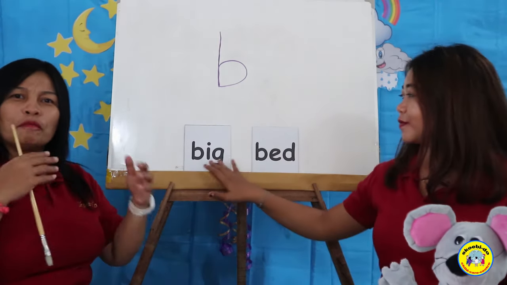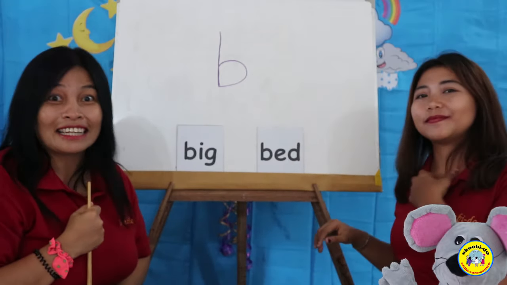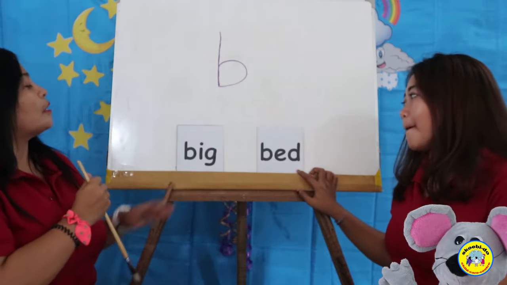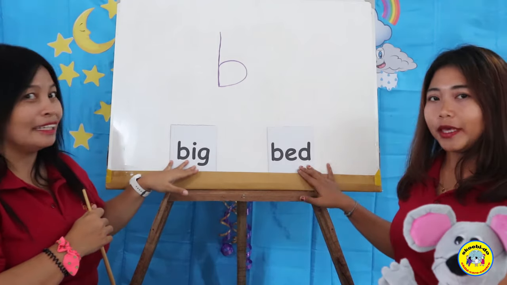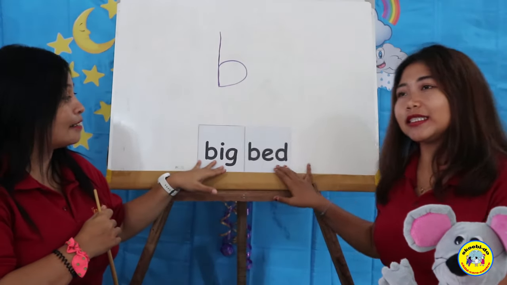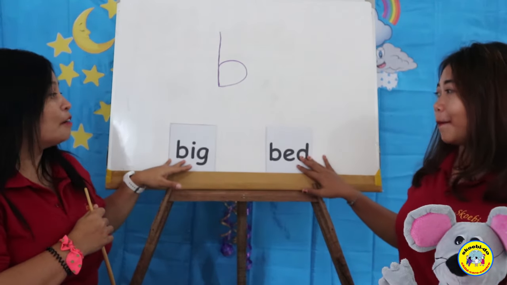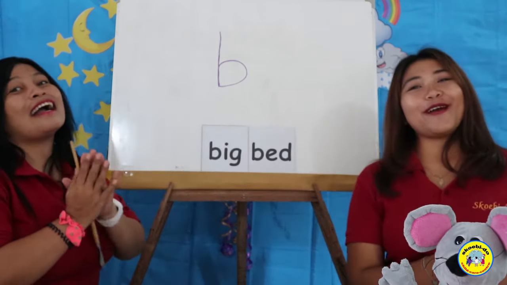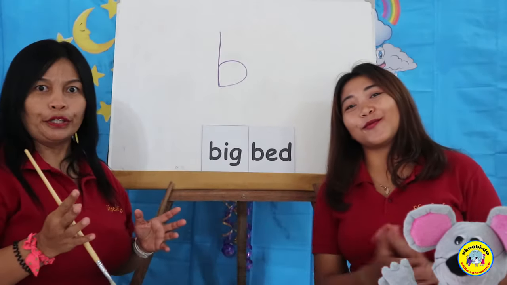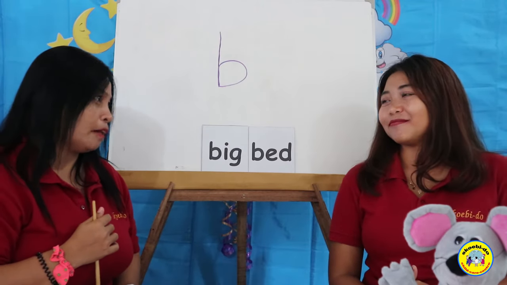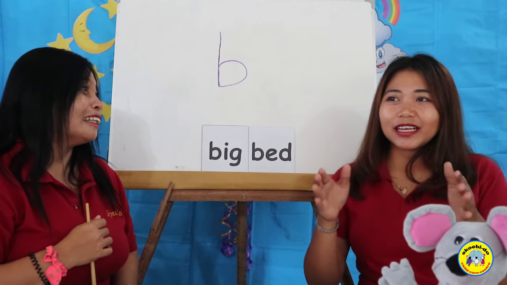Now we start to put them all together and try to read it. Okay, ready. We're going to read. Big. Bat. Big. Bat. Faster. Big. Bat. Well done. Do you have a big bat at your house, Miss Kiki? Not big, Miss Natasha. It's a medium.